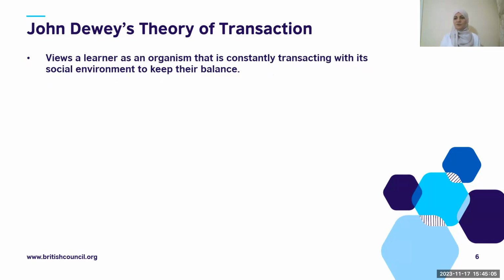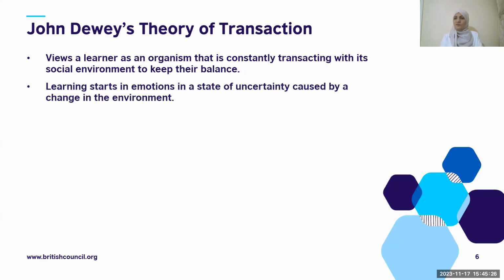So how does he view the learner? The learner is an organism that is constantly trying to transact with its environment. And the reason is to keep their balance, to keep them going in the right direction, to be able to advance in their life or learning or whatever they're trying to do. So the first step happens in emotion. People start learning when there is a strong emotion responding to something that has changed in their environment.